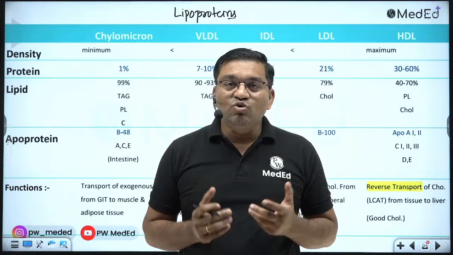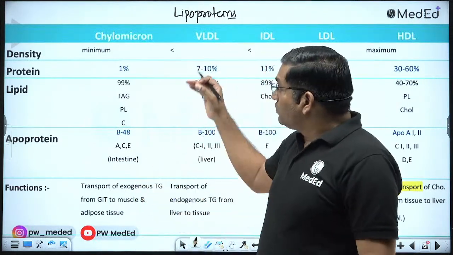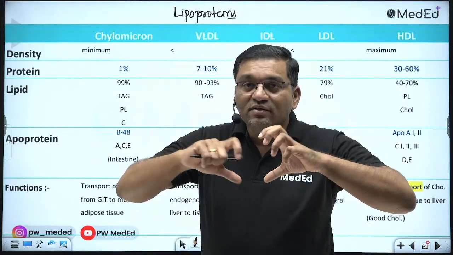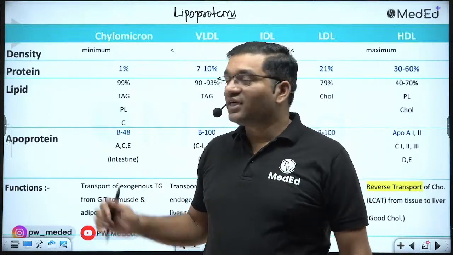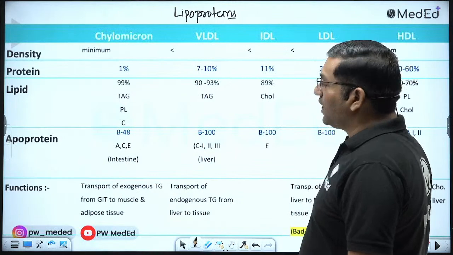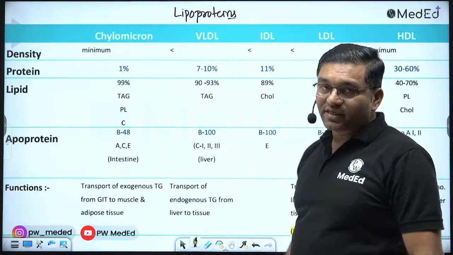Because they are insoluble in water, in the aqueous phase they are insoluble. So the problem of transport of lipid is overcome by combining the lipid with the protein. That's why it is known as lipoproteins. Now what are the points to remember from this lipoprotein? Chylomicron, VLDL, IDL, LDL and HDL, these are the lipoproteins.